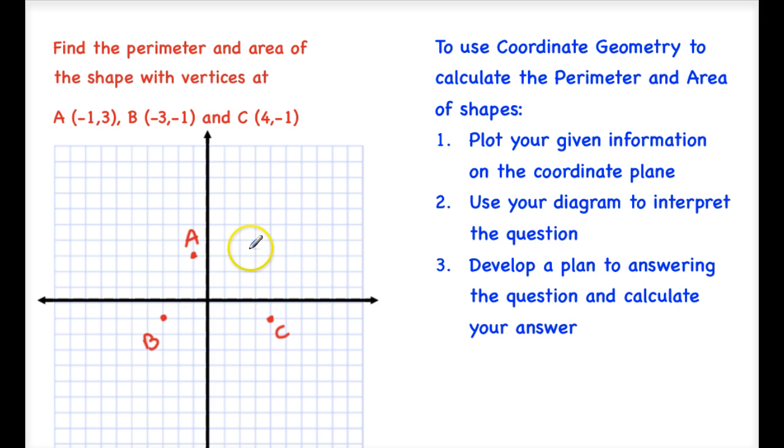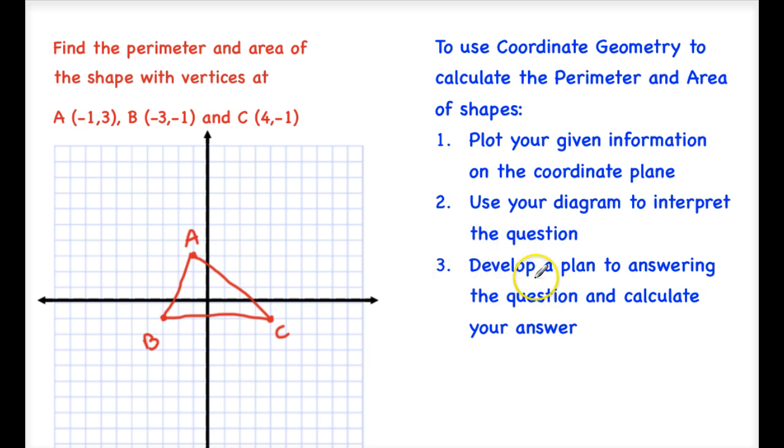And now I use my diagram to interpret the question. Find the perimeter and area of the shape with these vertices. If this is a shape and these are the vertices, then I know that the vertices are the endpoints of each side. So I'm going to connect these vertices together. And so my shape is a triangle. If I want to find the perimeter and area of this shape, I'm using the formulas for the perimeter and area of a triangle. The perimeter is pretty easy. We just add all the sides together.